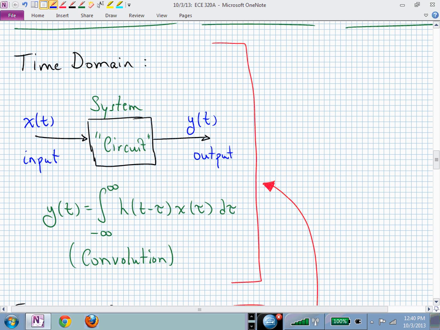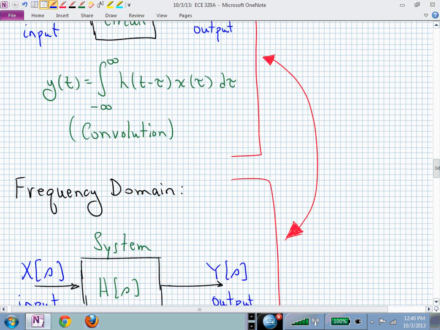You can then use that for all sorts of inputs to generate an output. Maybe you want to see what's going to happen for a step input. You use x of t equal to a step. Maybe you want to see what it will do for a sinusoid. You use x of t as a sinusoid, and you can plug it into that integral to get the convolution, or the output.